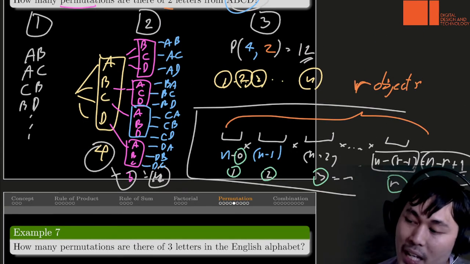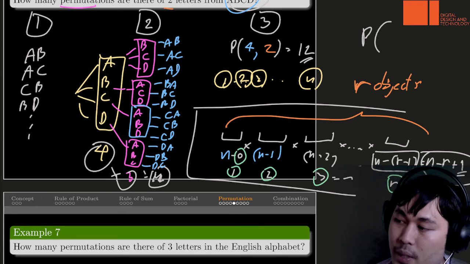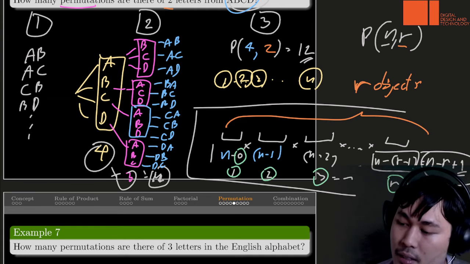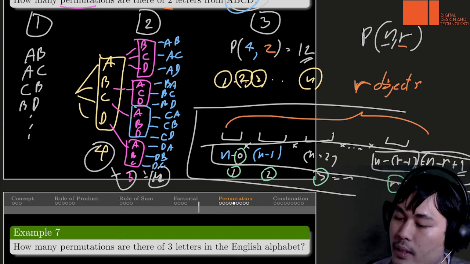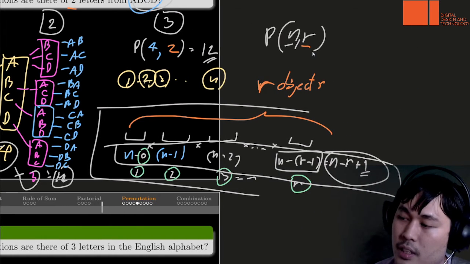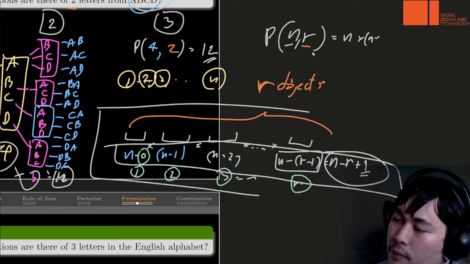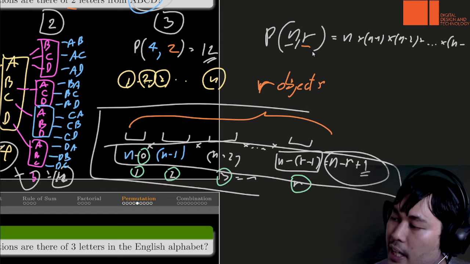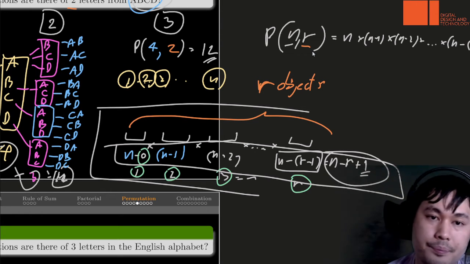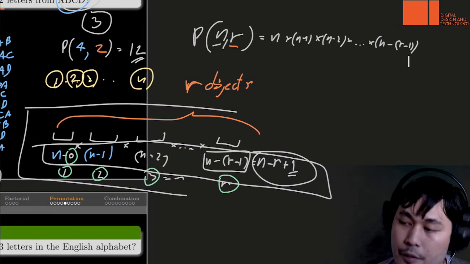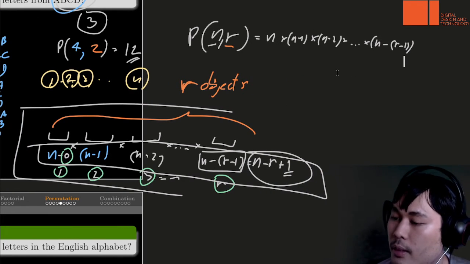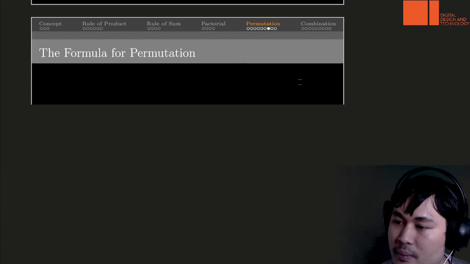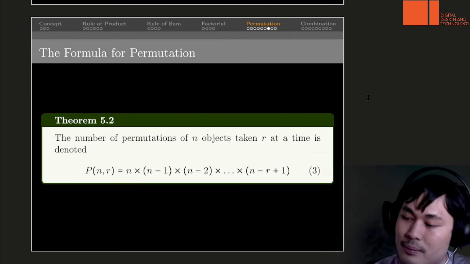But that means, okay, now we have a general case. No matter how many objects we have, if we have n objects and we choose r objects, the number of permutations is this product. The number of permutations is the product of n times n-1 times n-2 all the way down to n minus r plus 1. And that's the formula for permutation, which I think I should give you as a formula on a page like that.